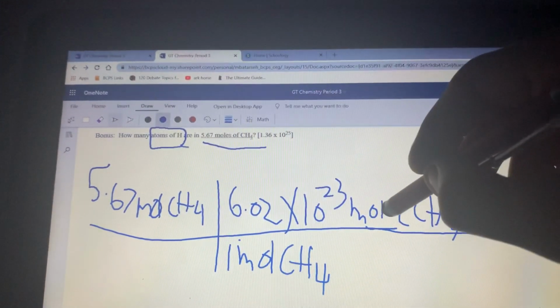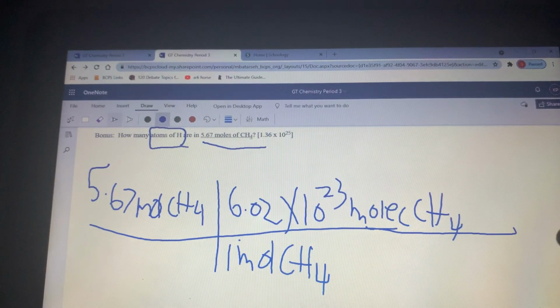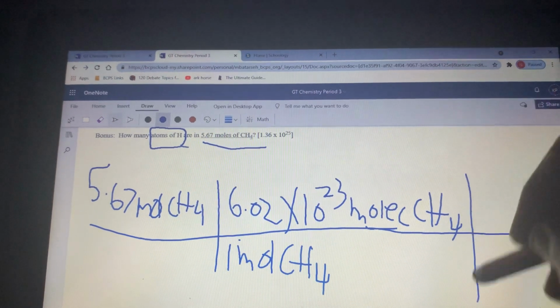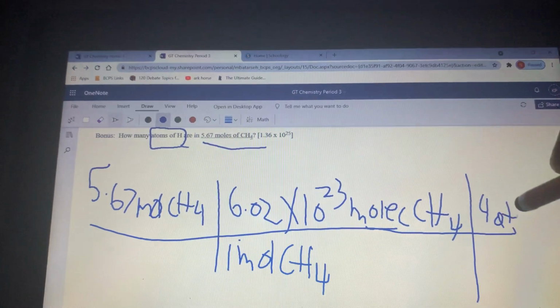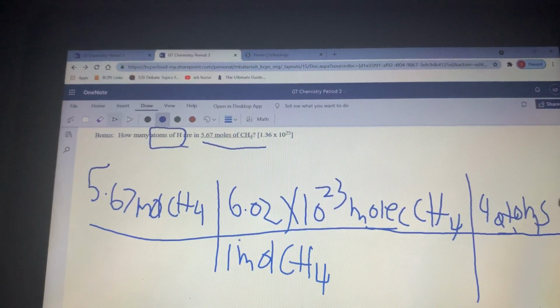Now we have to think, when you're doing dimensional analysis, what do we have now? What do we have to do to get atoms? Well, right now we have molecules of CH4, because the moles of CH4 cancel out, but we need atoms of hydrogen. So here it just uses a little bit of thinking. One molecule of CH4 has 1 C and 4 H's. So there's 1 atom of carbon per molecule of CH4 and 4 atoms of hydrogen. So we have to multiply by 4 atoms of hydrogen per 1 molecule of CH4.